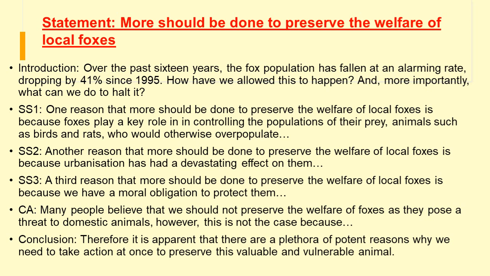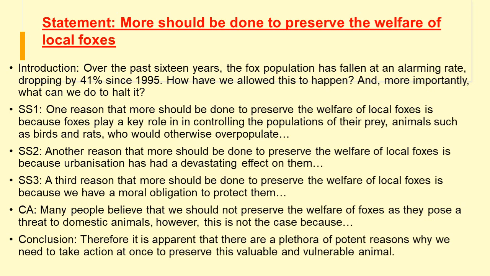Over the past 16 years, the fox population has fallen at an alarming rate, dropping by 41% since 1995. How have we allowed this to happen? And, more importantly, what can we do to halt it? So you can see I've used emotive language with the word alarming. I've used statistics with 41%. I've used a rhetorical question, how have we allowed this to happen? And then another rhetorical question, what can we do to halt it? I've also used the pronoun we to make it inclusive.